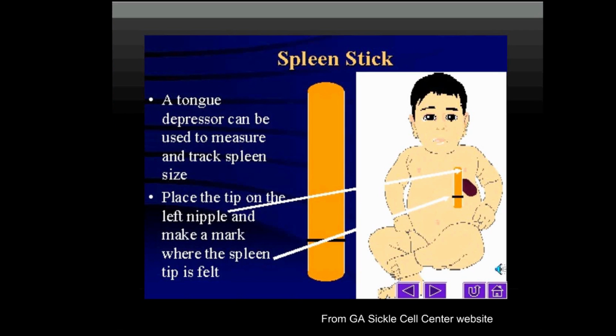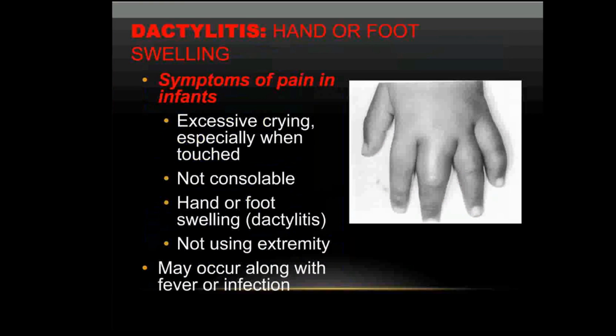This is what a spleen stick looks like. You take a tongue depressor, for example, and put it at the child's nipple. You place the tip at the left nipple and make a mark where the spleen tip is felt. So you come down to where the spleen tip is felt. If you're consistently lining that stick up, then you'd know if there's a change with that.